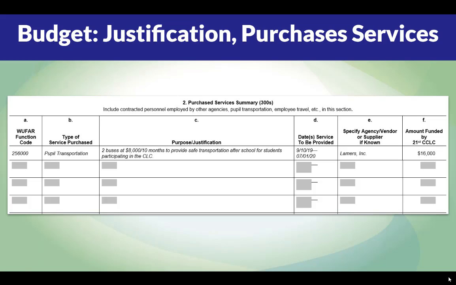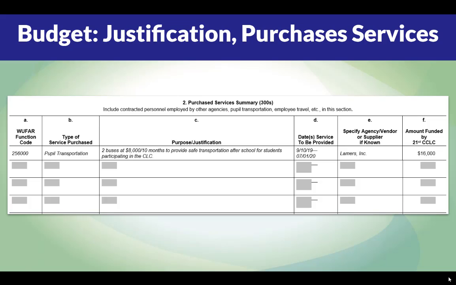Under the third column, C, purpose or justification, provide any information necessary to explain the expenditure. This information may include a specific goal of the CLC program, cost detail, specific service being provided by a contracted entity, etc. Under the fourth column, D, dates of service to be provided, list the dates during the current fiscal year that the contracted services will be provided.